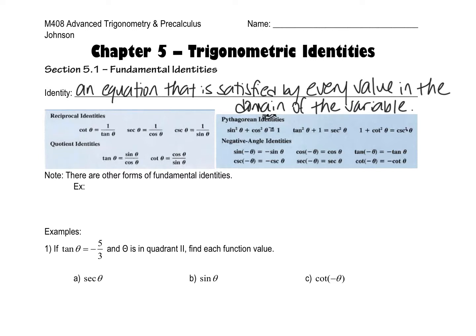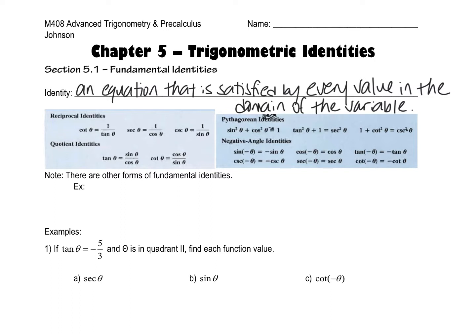All right, you guys, big day. We're starting chapter 5. What this chapter is about is trigonometric identities. A couple of these things in these boxes might look familiar to you, but what we're going to do is probably make note cards involving these identities so that you can practice them and have them memorized really solidly, just like we did unit circle stuff.